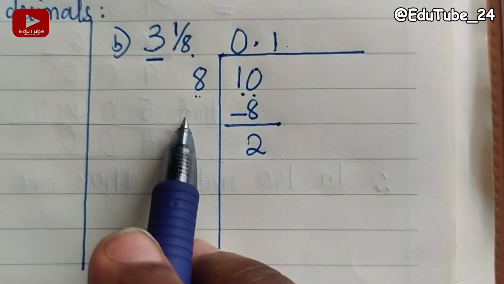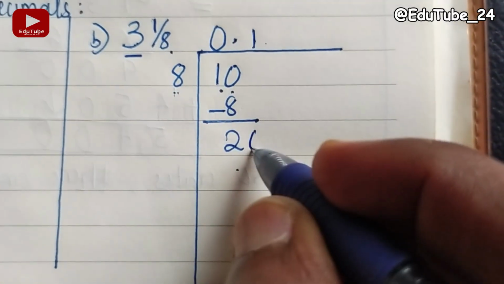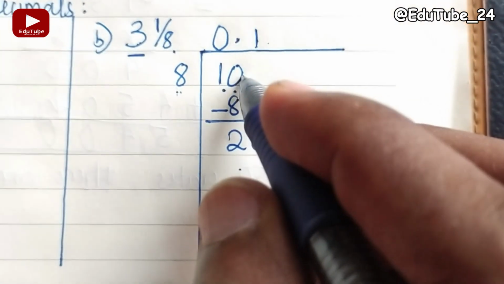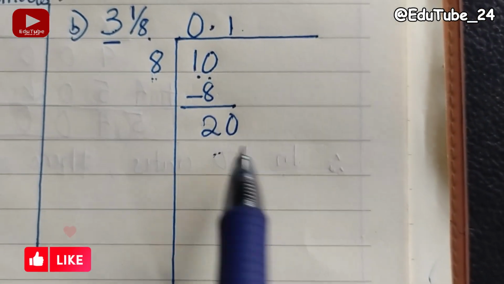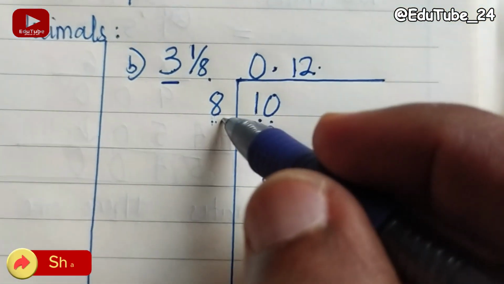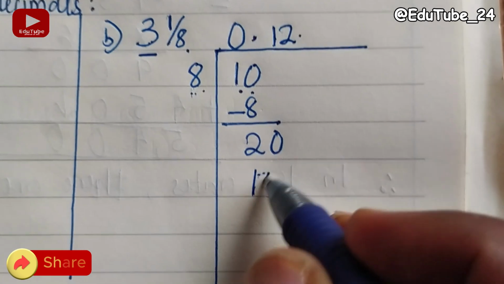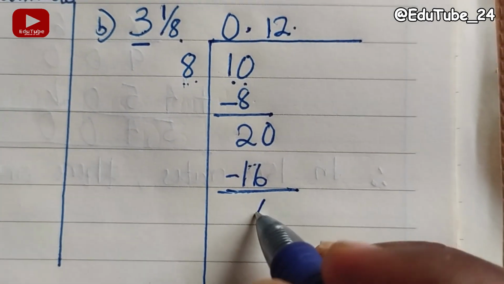2. Now again, can 8 go in 2? That is impossible. So I'm going to add 0 to this 2 to make it greater than 8, just like I did for 1 here. So now I'll ask how many 8 goes in 20, and that is definitely what? 2. So I'm going to say 2 times 8 and that will give me what? 16. So I'll take away the 16 from the 20. So I will have 4.